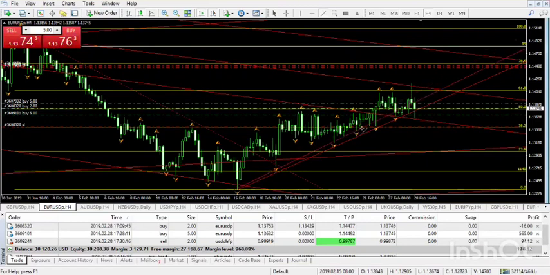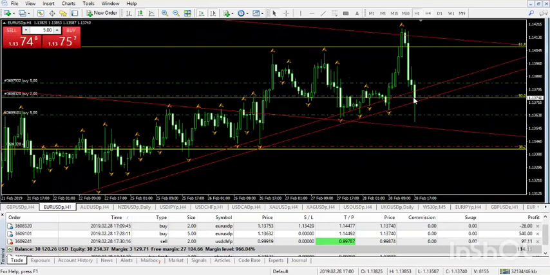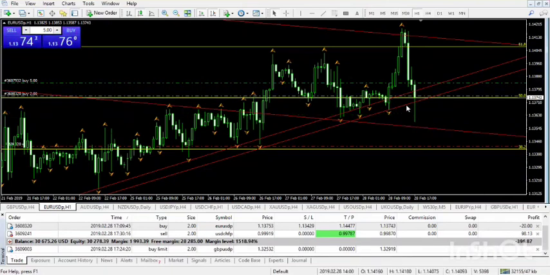Let me show you another example here to show you where you should exit. You should exit exactly at this area. So I'm going to exit here. You see? So when the price reaches here again, we're going to have another decline. So just watch.